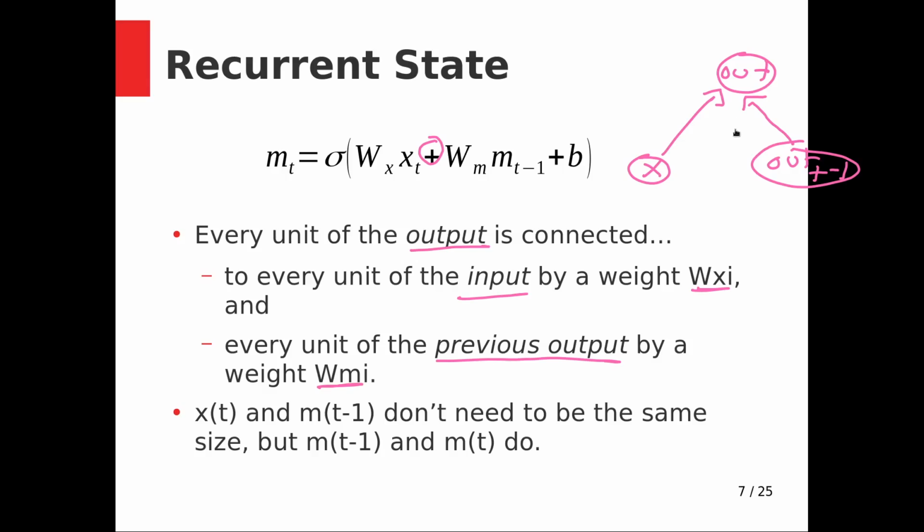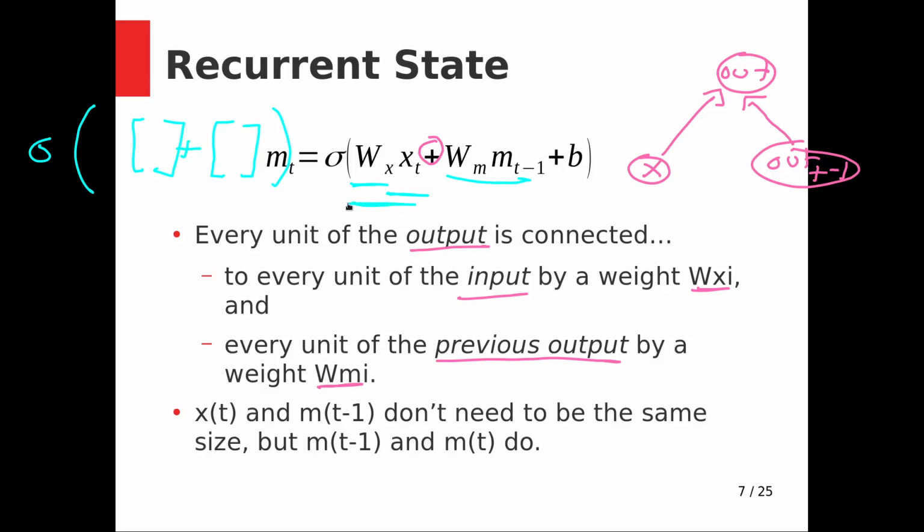Okay? And that's what that plus is telling us, right? Because when we multiply the x weights, the input weights, by the input, we get a column vector of preactivations. And then when we multiply the weight matrix for the previous output by that output, we get a column vector of activations. Then we add those together, and we apply the nonlinearity to the sum of both of them, right? So it's one set of units that ends up getting solved for here, right?